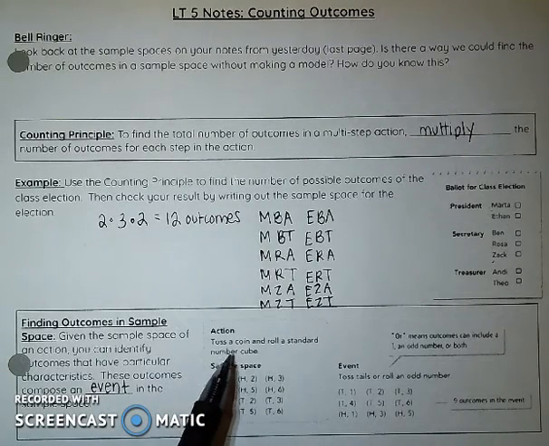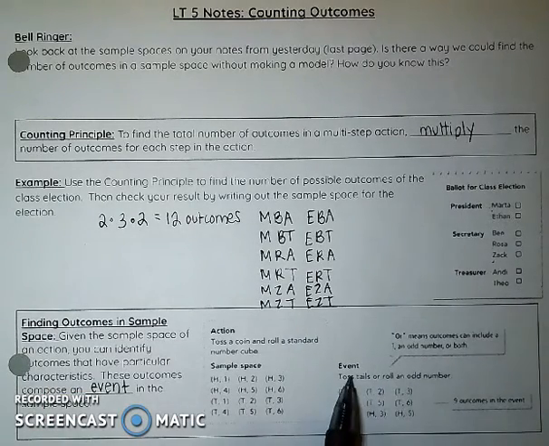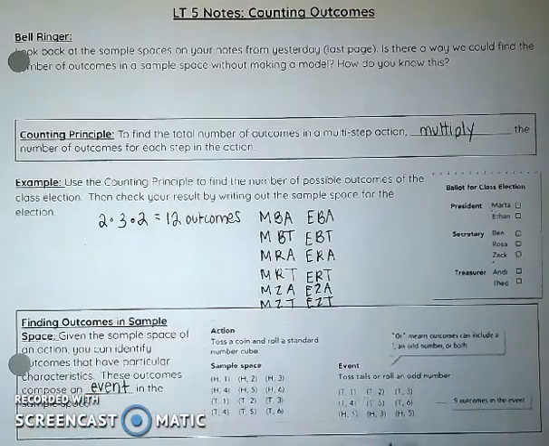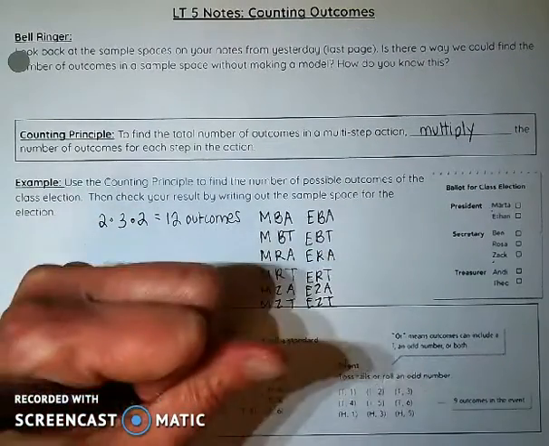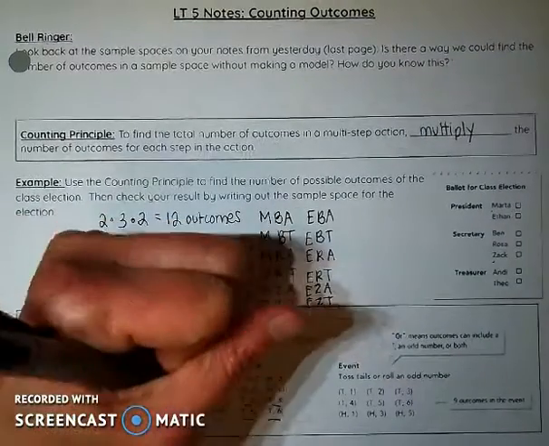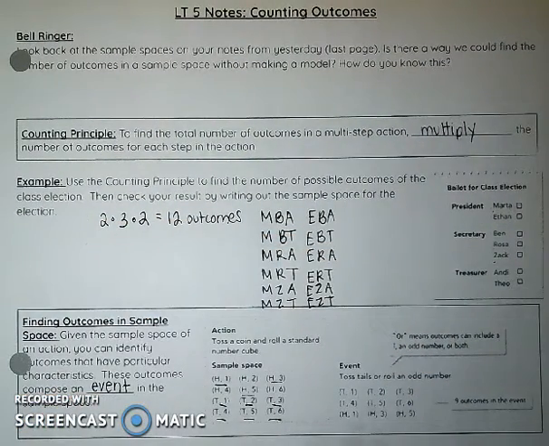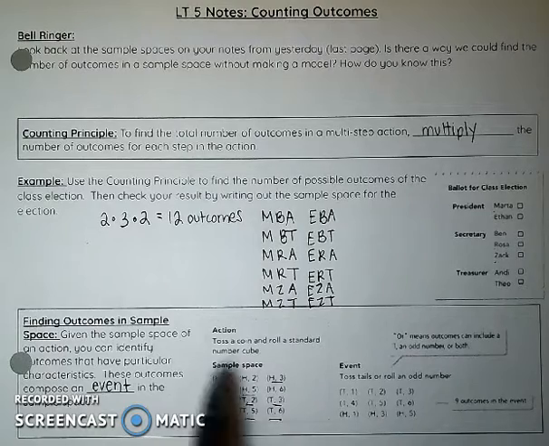So our action is toss a coin and roll a standard number cube. Here's our sample space. And then it says toss tails or roll an odd number. So if I look over at my sample space, one or the other has to be true, or both. That's what we talk about when we see or in probability. So I could have anything with tails, so that would be anything in my bottom 2 rows, as well as any of my odd numbers. So those would be cases that would work. And so we see that we end up with a total of 9 different outcomes in that event.